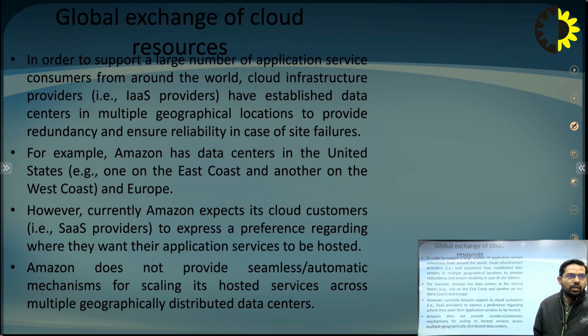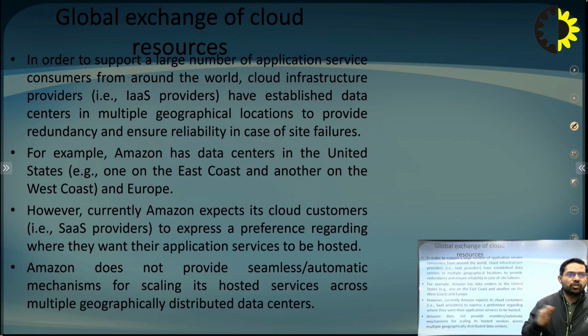allocator. So in the global exchange of cloud resources, in order to support a large number of application service consumers from around the world, cloud infrastructure providers, such as Infrastructure as a Service providers, have established data centers. For example, some companies have established data centers in India, Japan, Russia, and different countries.